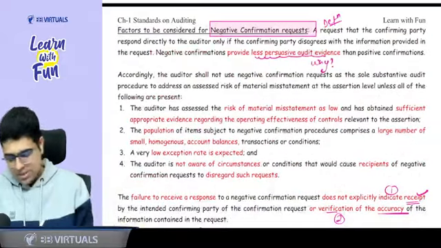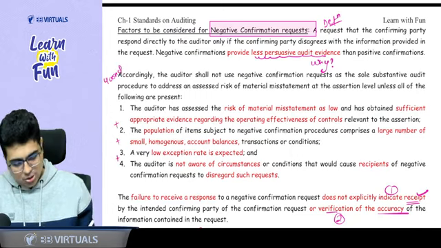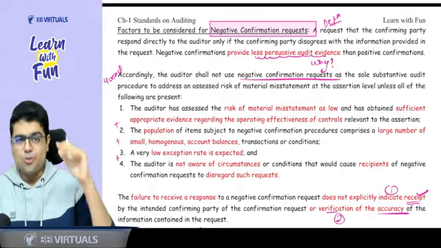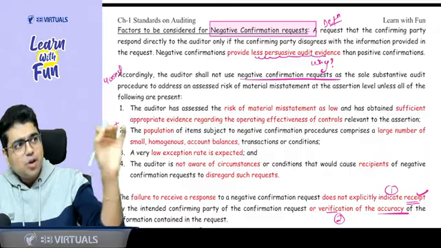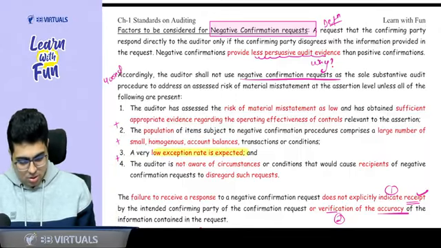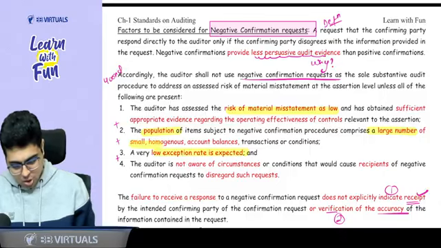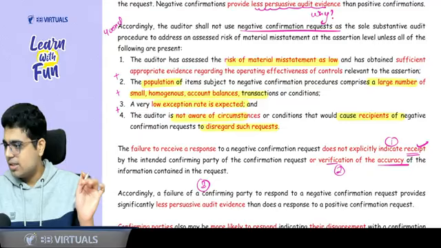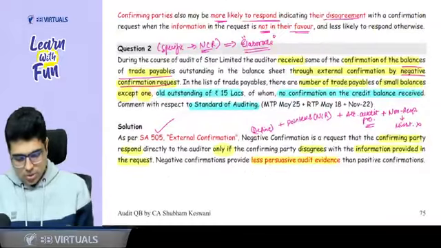And then lastly, you mention the 4 conditions. If these 4 conditions are satisfied, then you can use a negative confirmation request. 2 things less, 1 thing more, and you feel the confirming party will not ignore. So what were the 2 things less? Exception rate is low, RMM is low. What is more? Population has a large number of small homogeneous items, and you are not aware of circumstances that the third party will disregard the request. Clear? Clear, sir.